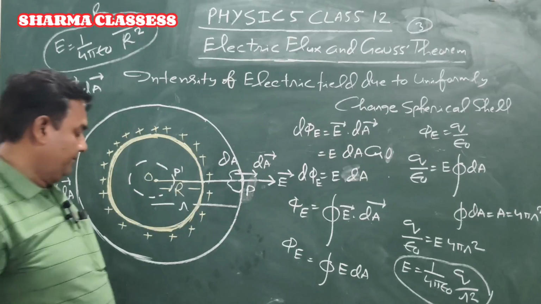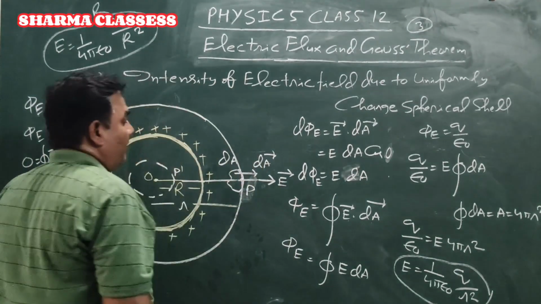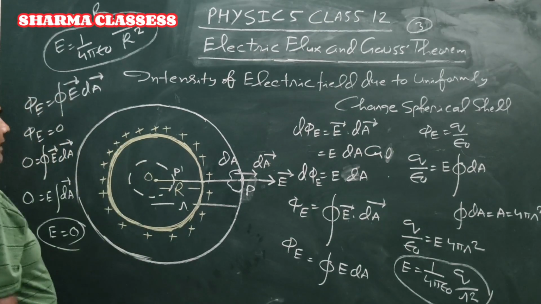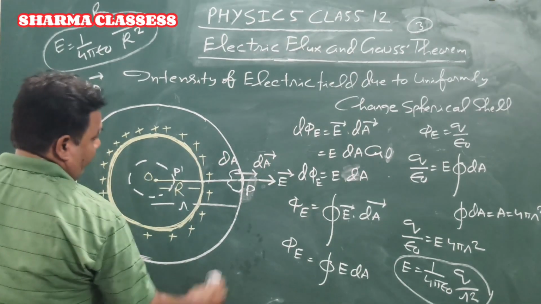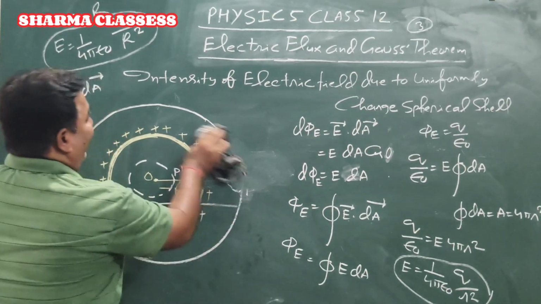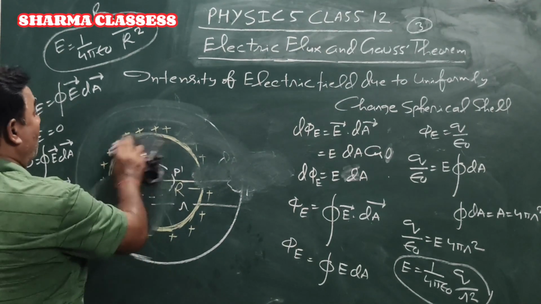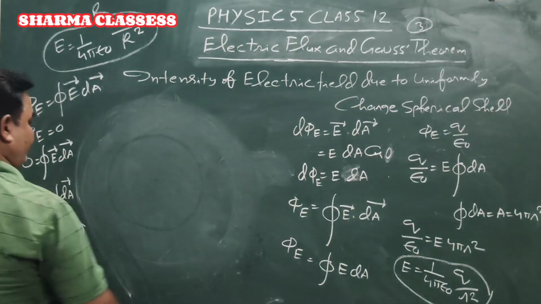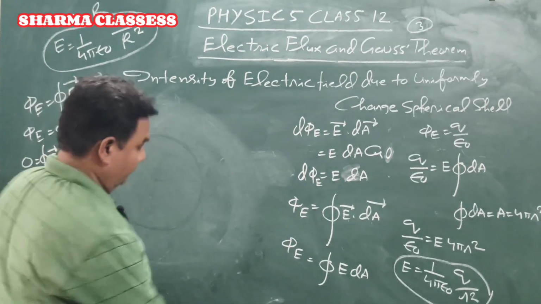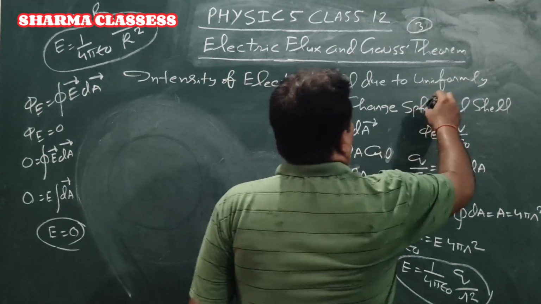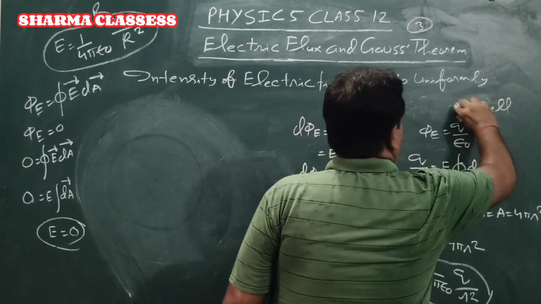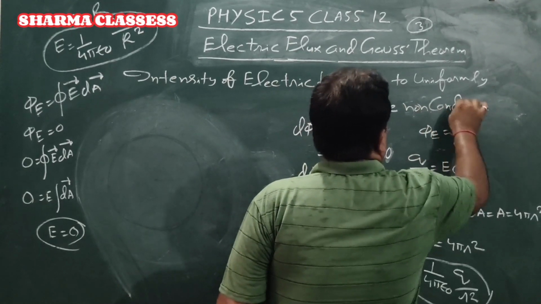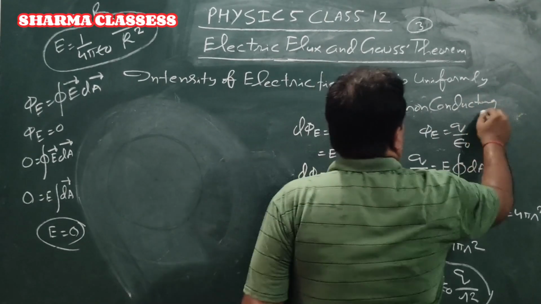This is the proof. Now the next proof is the intensity of electric field due to a non-conducting sphere. This was made of conducting material, and now when it is non-conducting, the second proof is the intensity of electric field at any point due to a uniformly charged non-conducting solid sphere.